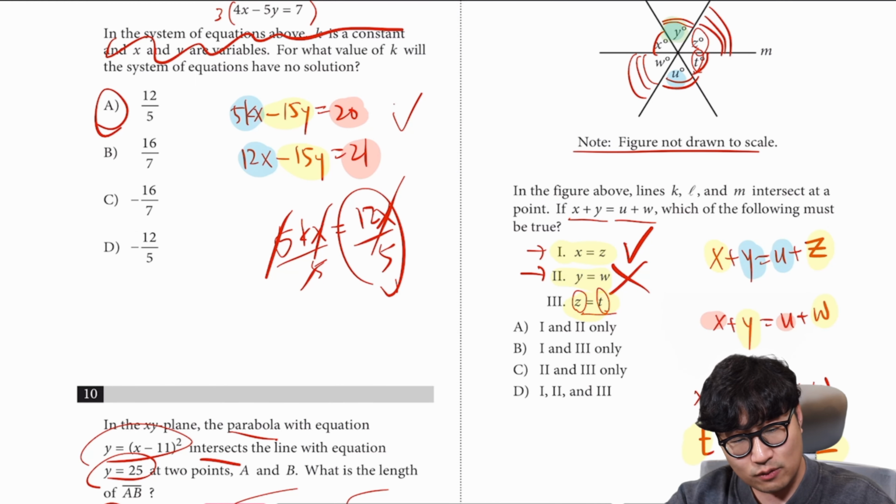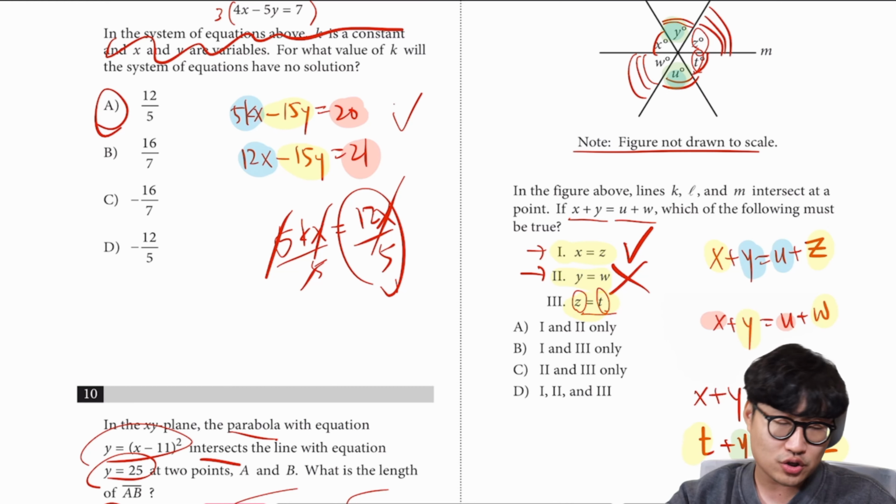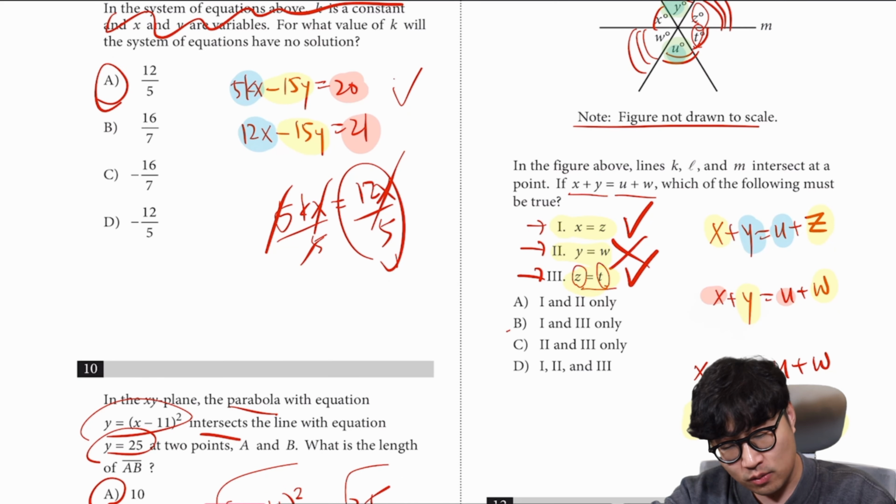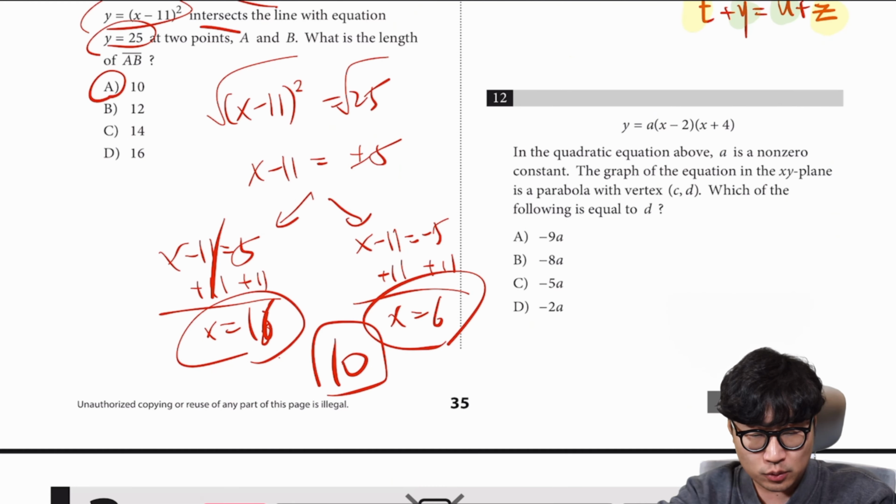And indeed, y is equal to u. We already proved that. They were vertical angles, so that is true. So that's cool. So 1 and 3 only. Answer choice B.